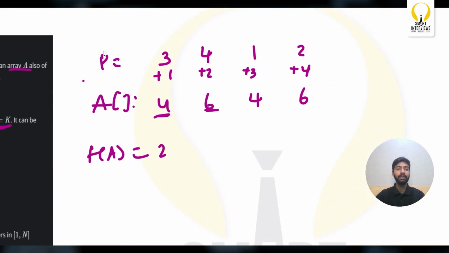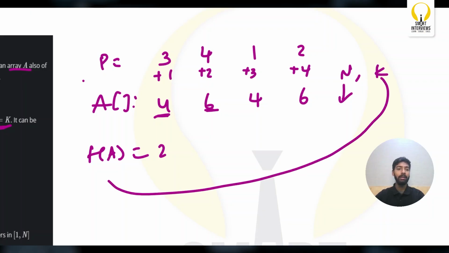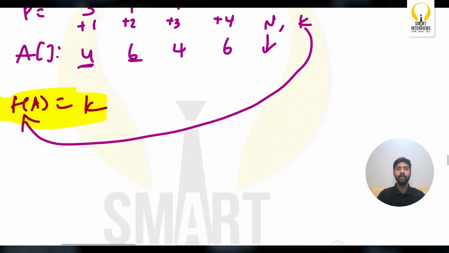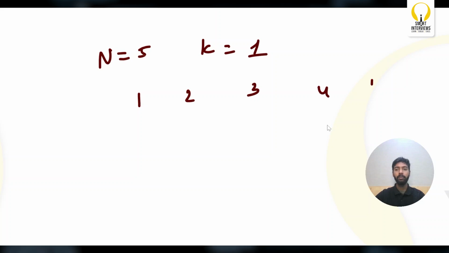The problem statement says that in the input we are given just n and k, where n is the size of the permutation and k is the number of distinct elements in A. Now we have to find a permutation P such that F of A equals k. Now let's say I give you k as 1 and n as 5. So what is the permutation? One of the permutations for n as 5 is, can I say, 1, 2, 3, 4, 5.